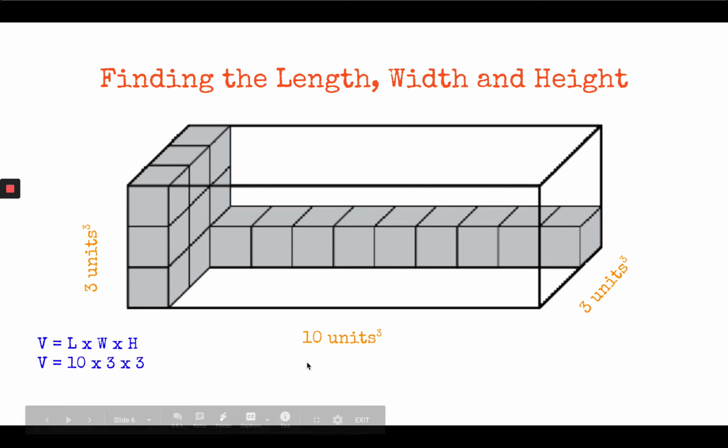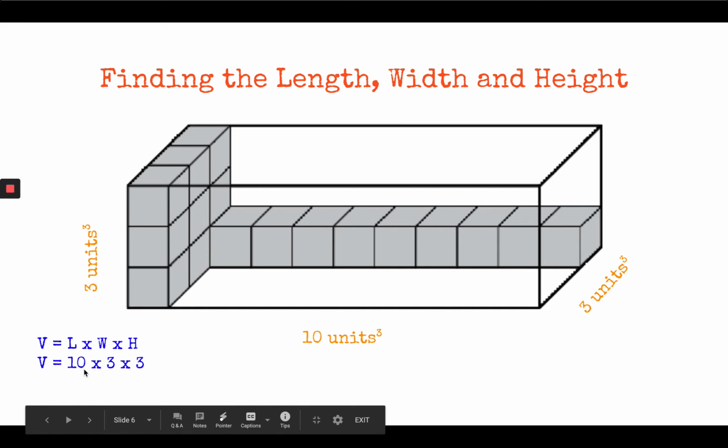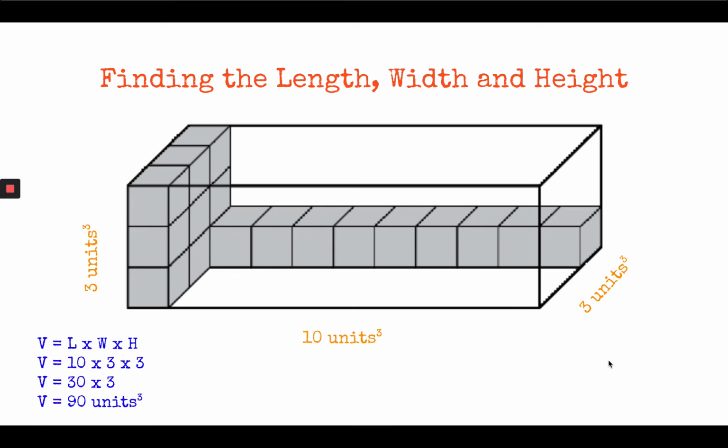Okay. Now again, you can do this any way. You can look at this and say 10 times 3 is 30. 30 times 3 is, or you could say 3 times 3 is 9. 9 times 10. Either way, you're going to get the same answer of 90 units cubed. Okay, is it starting to come back a little bit?